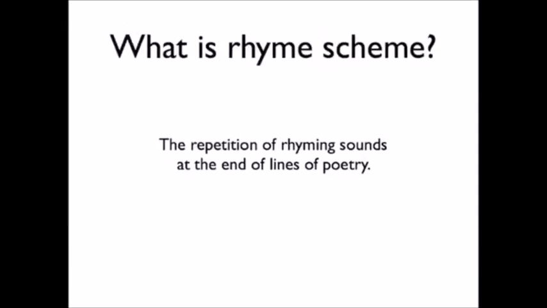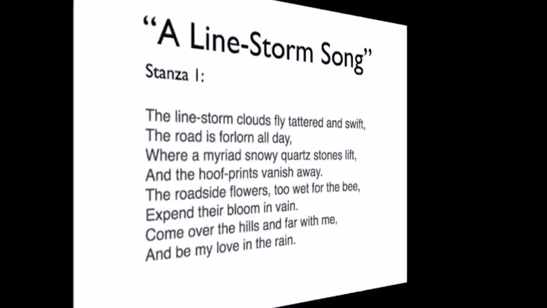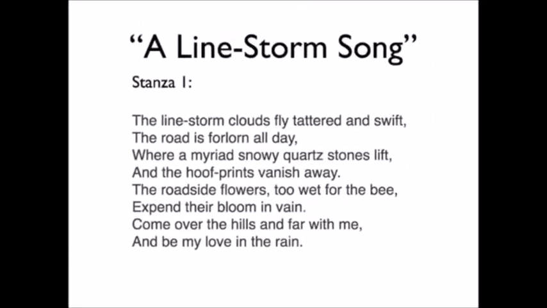Rhyme scheme in a poem refers to the repetition of rhyming sounds at the end of a poem's lines. When you're talking about rhyme scheme, it helps to start by reading the poem aloud, which I'll do now. The line-storm clouds fly tattered and swift, the road is forlorn all day, where a myriad snowy quartz stones lift and the hoof-prints vanish away. The roadside flowers, too wet for the bee, expend their bloom in vain. Come over the hills and far with me, and be my love in the rain.